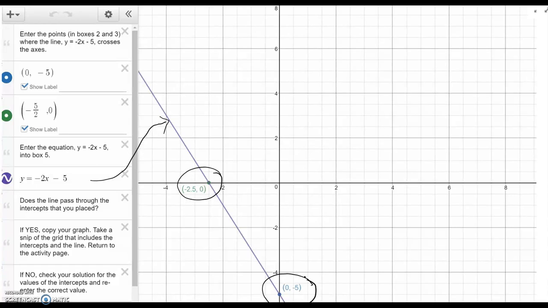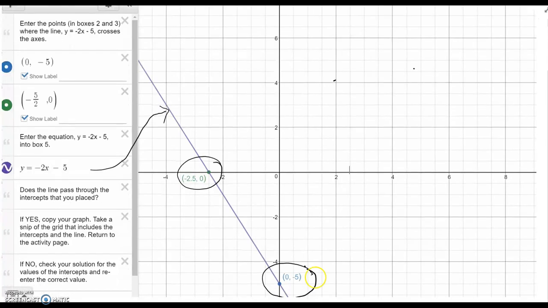Let's make a connection back to Activity 5 of Unit 1, where you looked at how the sign and position of the two intercepts affected the appearance of the linear relation. You noticed that the linear relation is decreasing, or the slope is negative, when both intercepts are negative or when both intercepts are positive. And in this example, we have both intercepts negative.